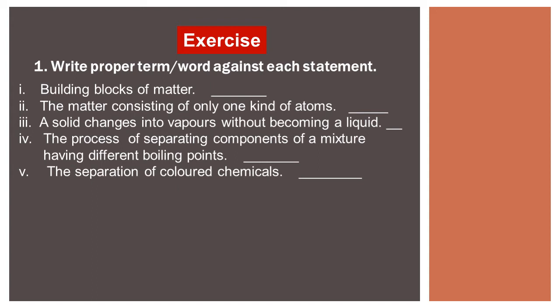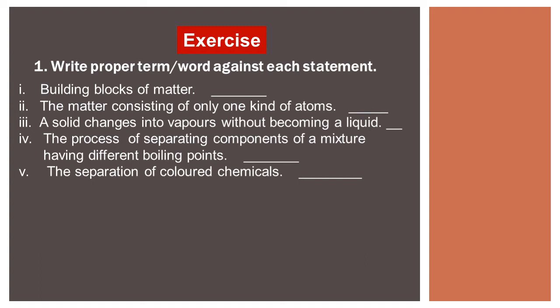In part number 3, a solid changes into vapors without becoming a liquid. You remember this process? Solid directly converted into the gaseous or vapor state without becoming a liquid. This process is called a sublimation process. So the word sublimation would come in the blank.